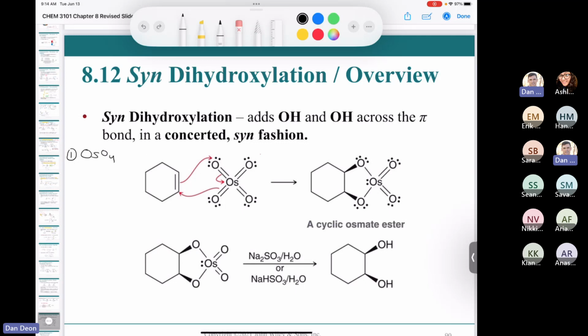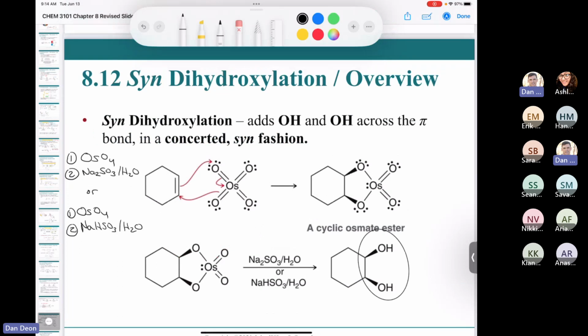So what that means is step 1 is osmium tetroxide, step 2 is sodium sulfite and water, or you can do this. You can do osmium tetroxide in the first step. In the second step, sodium bisulfite and water. Okay, either one of these do the same thing. They do a syn-dihydroxylation. So both hydroxyls end up on the same face of the molecule.